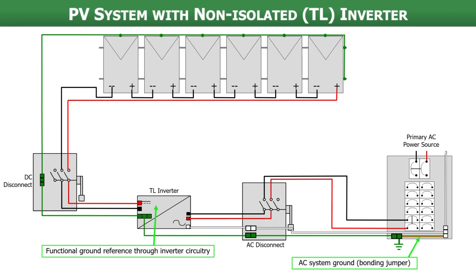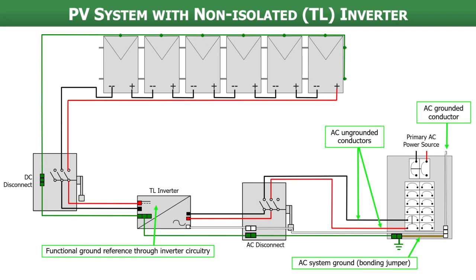Next, we have our functional ground reference inside the inverter through the inverter's internal circuitry. And then you can see here, this is where the system ground happens. This is the bonding jumper between the ground and the grounded conductor. There's the AC grounded conductor, and then we have the AC ungrounded conductors. We also have our DC conductors, of course.